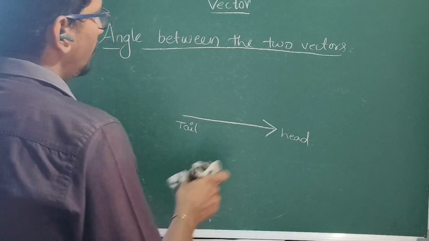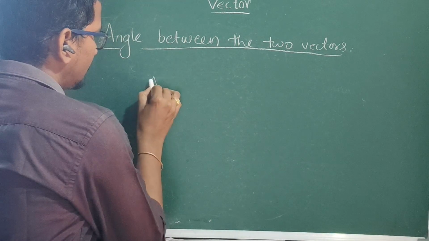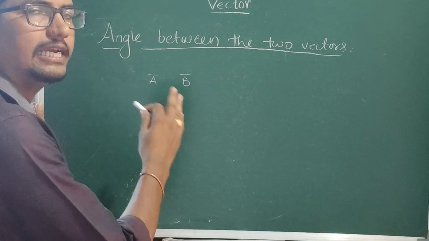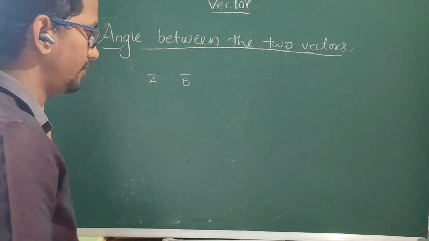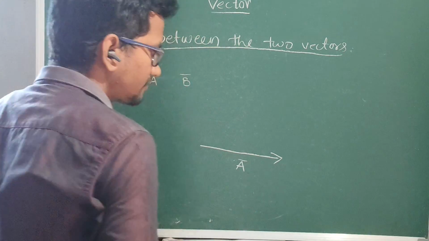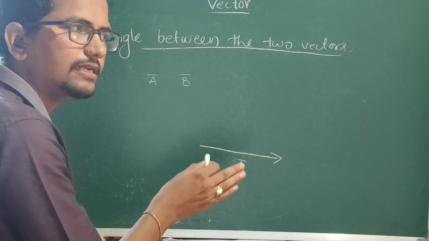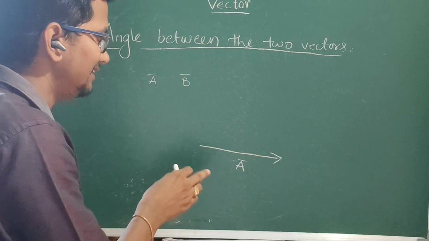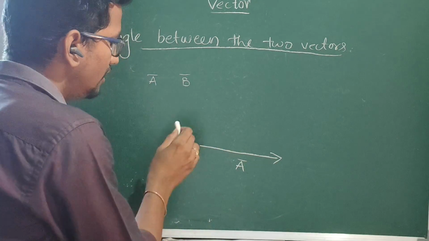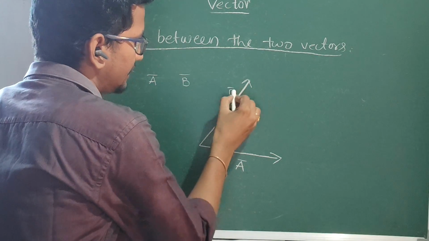First of all, let us consider two vectors, for example, a vector and b vector. What is the angle between a bar and b bar? The angle between two vectors must be formed between the two tails or two heads. The angle is formed either at two tails or two heads.